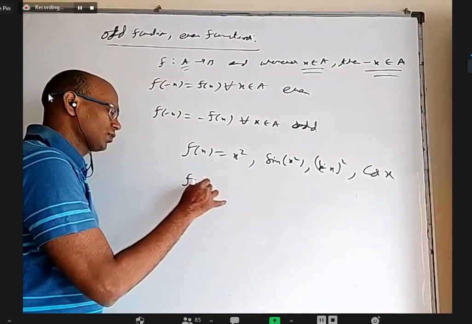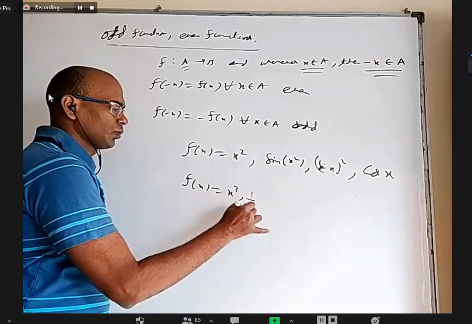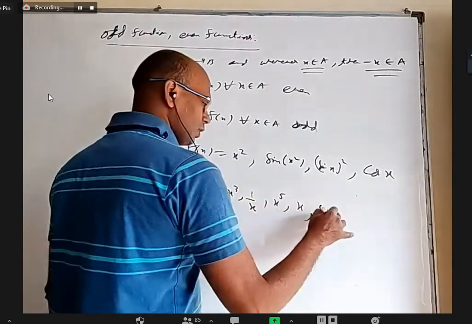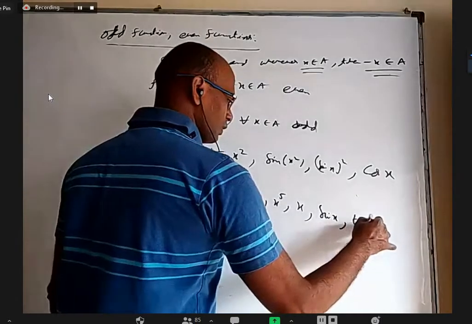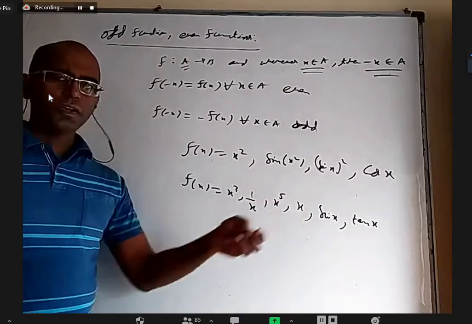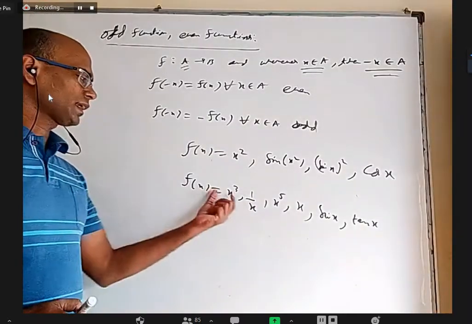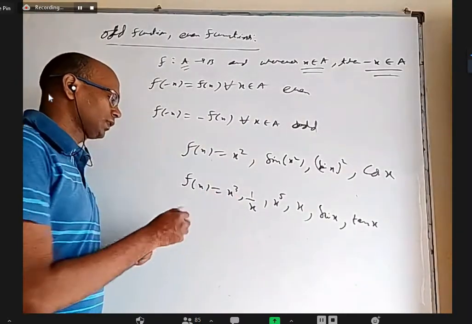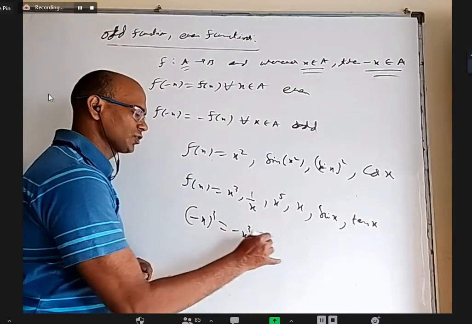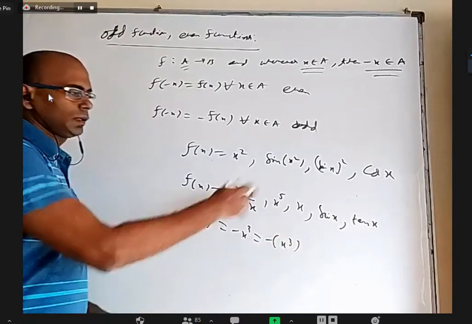Odd functions, you can take x cubed, 1 by x, x power 5, or x itself, or only sin x, or only tan x. All these, when you replace x with minus x, you will get the negative of the total. For example, minus x whole cube is minus x cube, which is minus of x cube, like that.